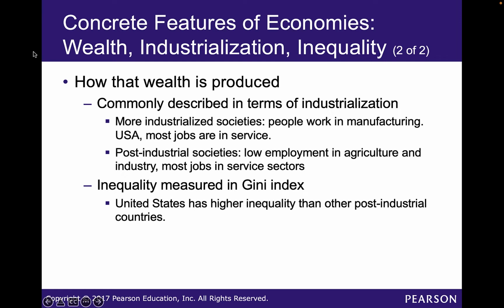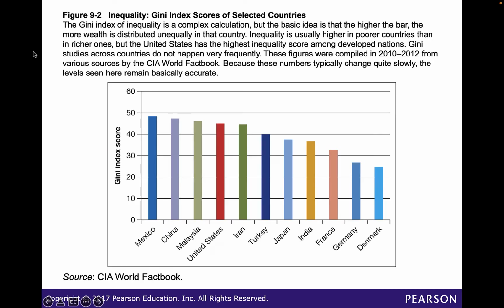Now, one way that we measure inequality here in the world is something called the Gini index. This is a way to measure the difference or the gap between the rich and the poor in countries throughout the world. And we'll look at some of these. And you can see here, it's interesting that we look at this and we see that the United States and Mexico have about the same level of inequality.